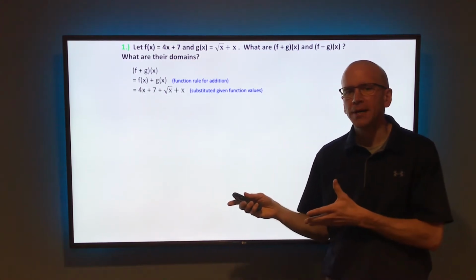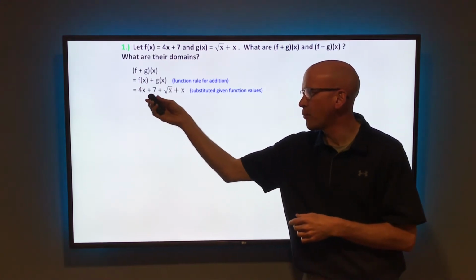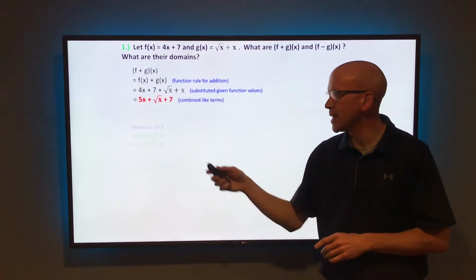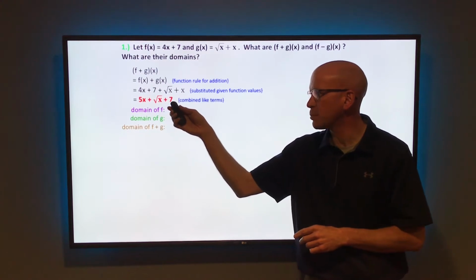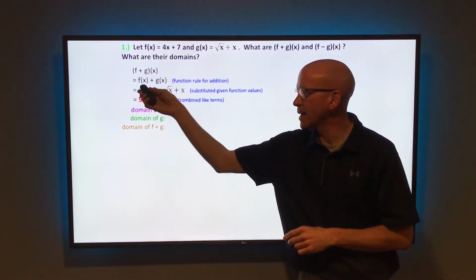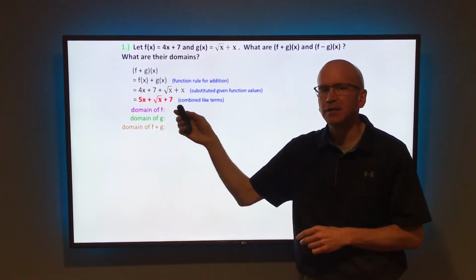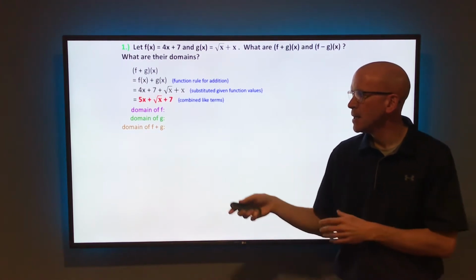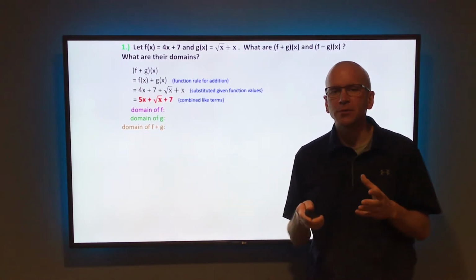Go back through and combine any like terms. Like terms would be 4x and x. If you combine those, that is 5x plus the square root of x plus 7. So when you add f of x plus g of x, that is 5x plus the square root of x plus 7. Now when you're stating the domains, you want to look for any restrictions.